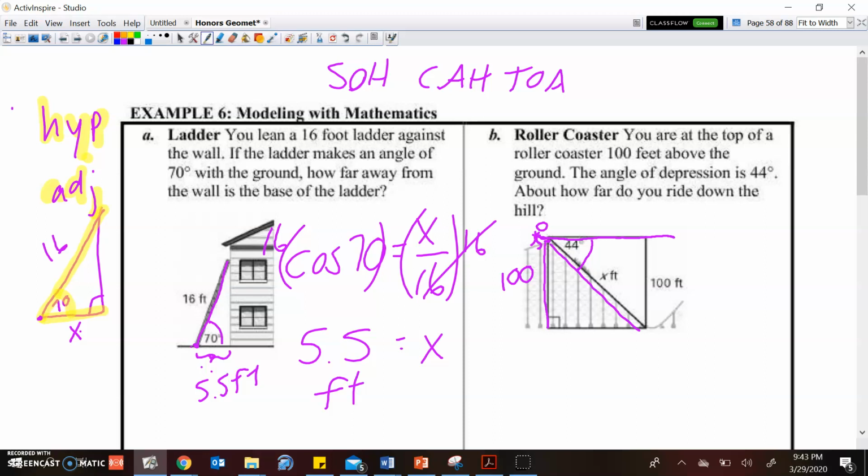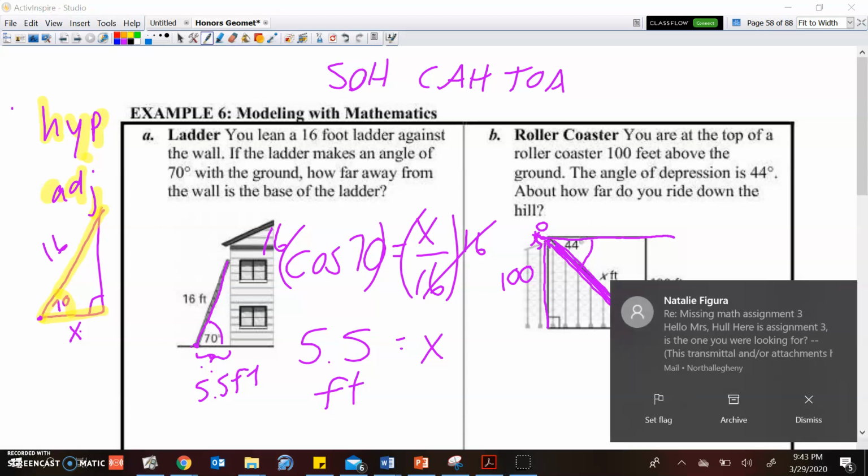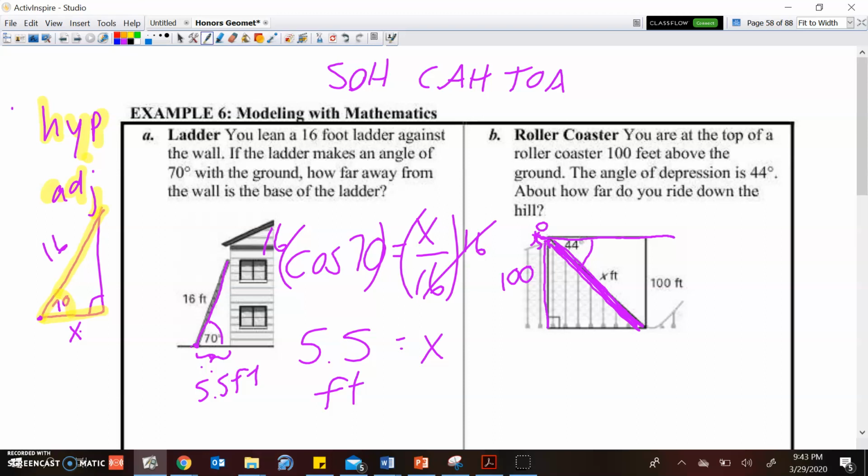Now, how far do you ride down the hill? They want to know how far is this hill. Now, you happen to know that you're looking down at a 44-degree angle. You're pretty impressive. But let's redraw the triangle. Okay, so we're going to redraw this triangle here. I'm going to use the markings they gave. So I'm working with the triangle that's given. So this is 44 degrees. This is 100. And this is what I'm trying to find.